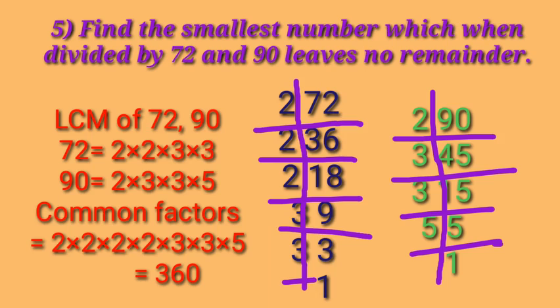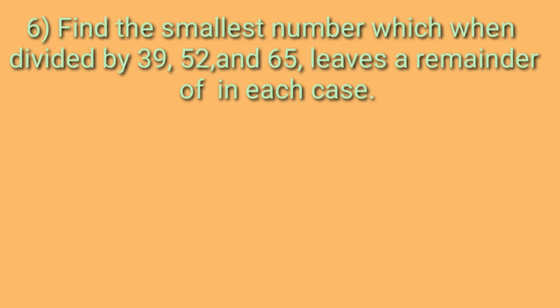LCM means selecting the common factors first and then multiplying with the remaining factors. 2 into 2 into 2 into 3 into 3 into 5. So the product of these numbers is 360. So that's why we get the answer 360.